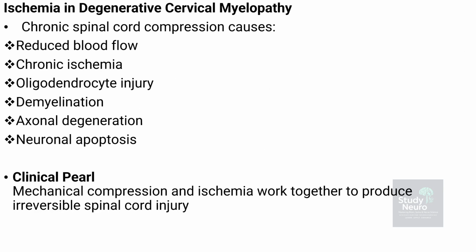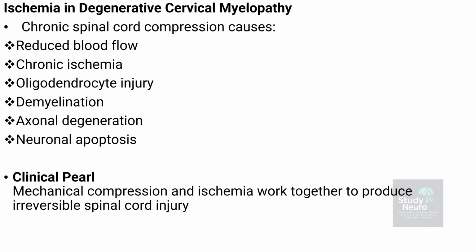Ischemia plays a major role in the progression of degenerative cervical myelopathy because chronic compression affects not only the structure of the spinal cord, but also its blood supply. Blood flow gradually declines. As tissue perfusion decreases, the spinal cord develops chronic ischemia, which damages oligodendrocytes, disrupts myelin, injures axons, and eventually leads to the loss of nerve cells through apoptosis.